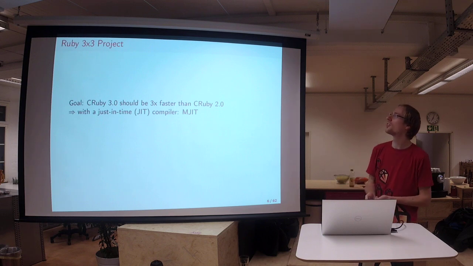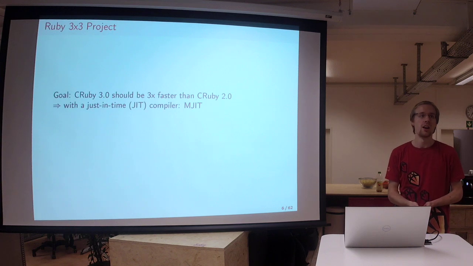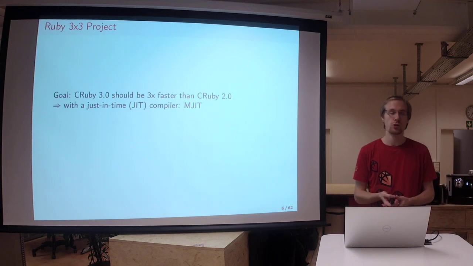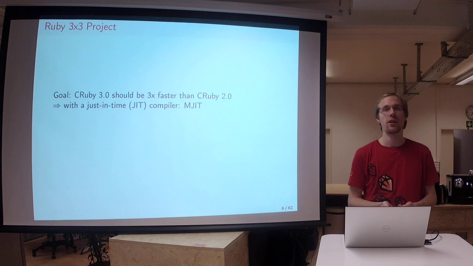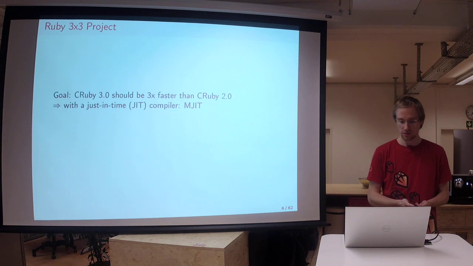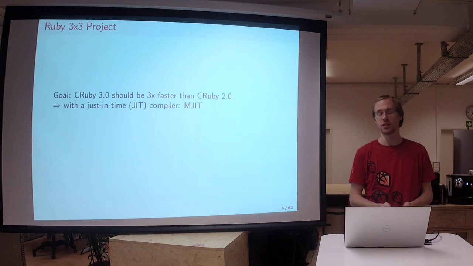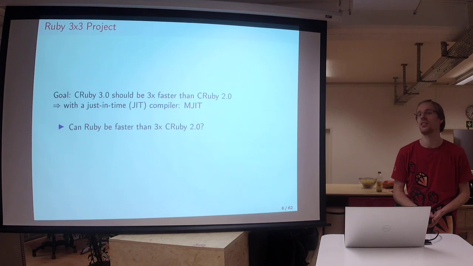Let's use something else. I guess you all heard of the Ruby 3x3 project. The goal is that CRuby or MRI 3.0 should be 3 times faster than CRuby 2.0. And they intend to do this with a just-in-time compiler, which is called MJIT. That's interesting, it's a good direction. I think that Ruby finally gets a bit faster. But my question is, can Ruby be faster than 3 times CRuby 2.0?